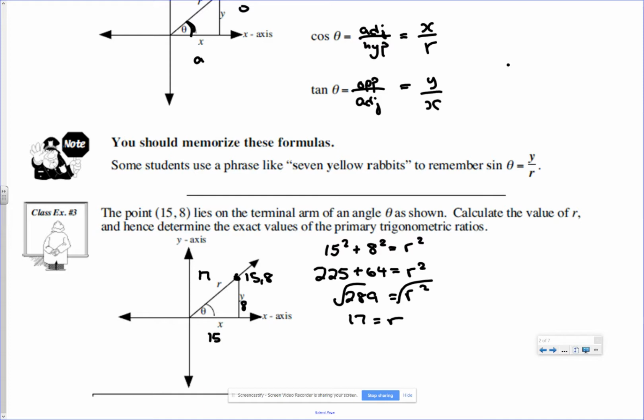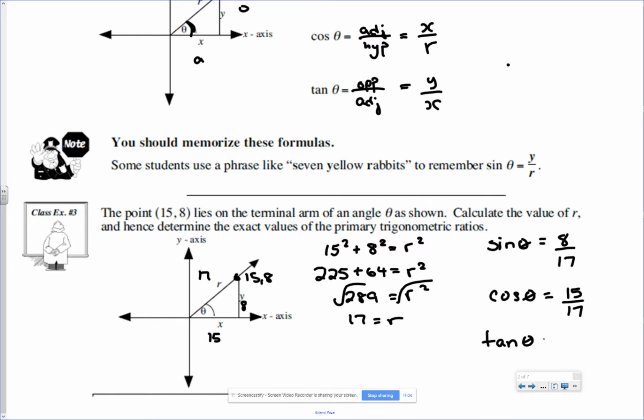So now I can write my SOHCAHTOA. Sine is opposite over hypotenuse, so that would be 8 over 17. My cosine is adjacent over hypotenuse, that would be 15 over 17. And my tangent is opposite over adjacent, so that would be 8 over 15. And that gives me all the answers for SOHCAHTOA on that.